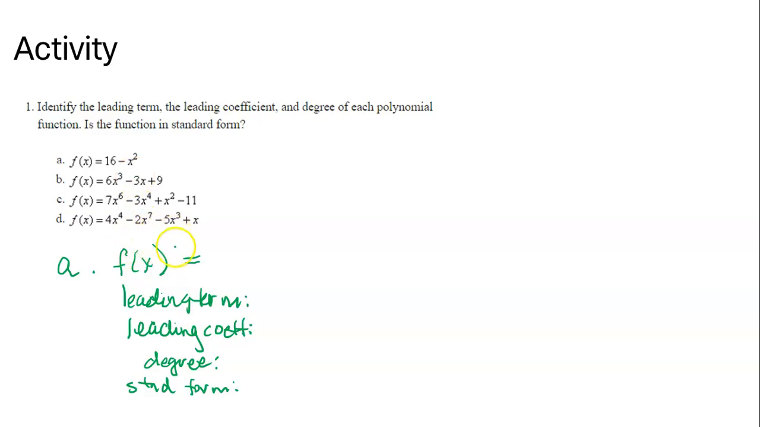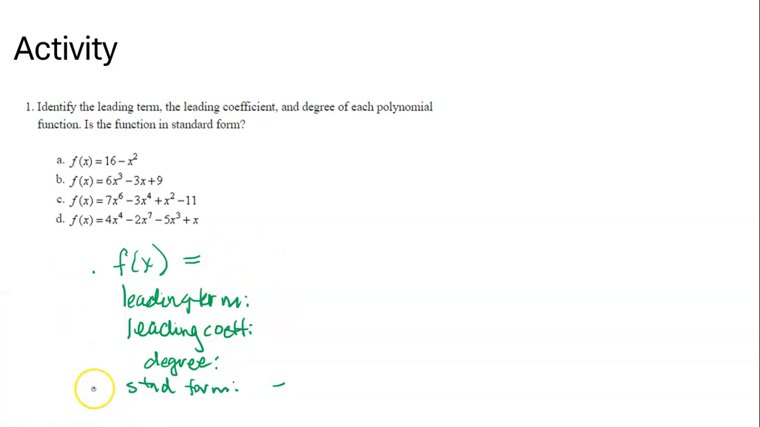So my suggestion is to pause the video and do A, B, C, D, and maybe even try them and come back and check them against my video, okay? I think we have enough time to at least do the first one. So let's see, the leading term is going to be negative x squared. The leading coefficient is negative 1 because remember we have an invisible 1 in front of this. The degree is 2 and it is not in standard form because the x squared is not in front.